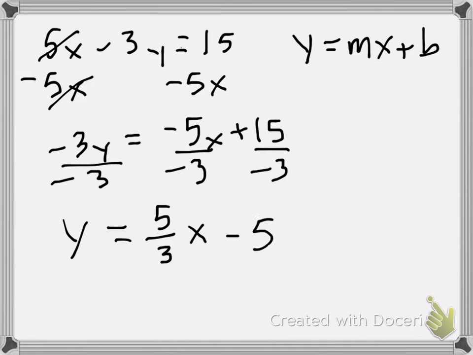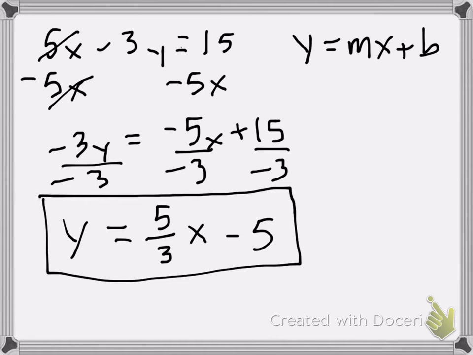That's everything we need to answer the first three questions in this. This is our slope-intercept form equation. And so this is the first answer. Second question asks us for the slope. M is our slope. Our m in this equation, it's our x coefficient, is 5/3.